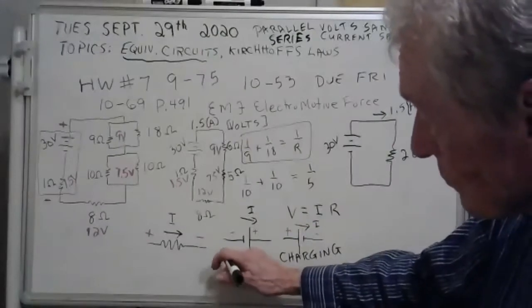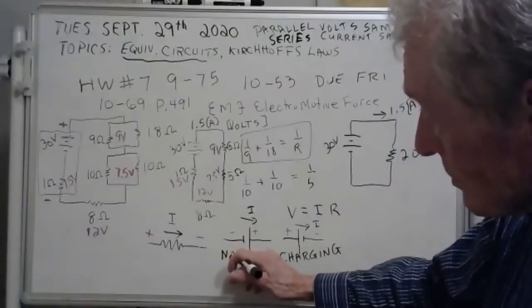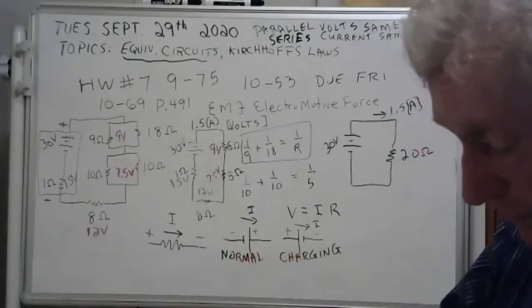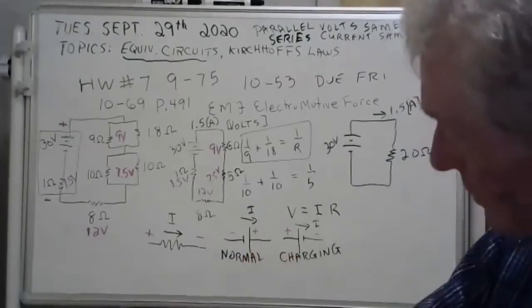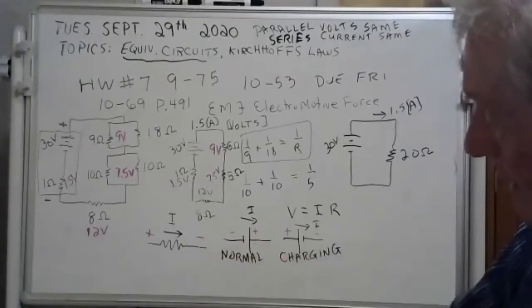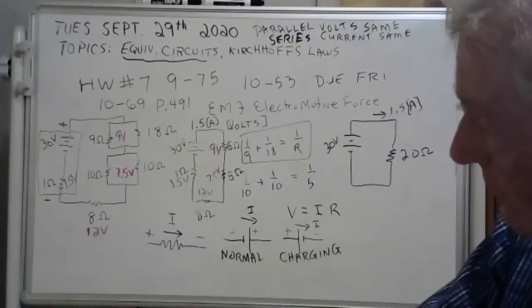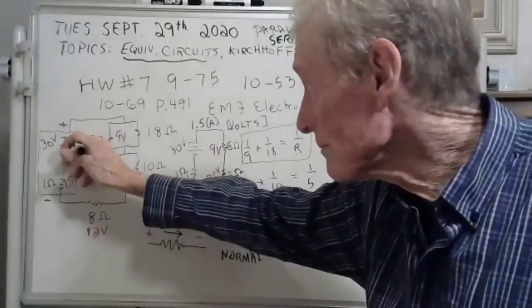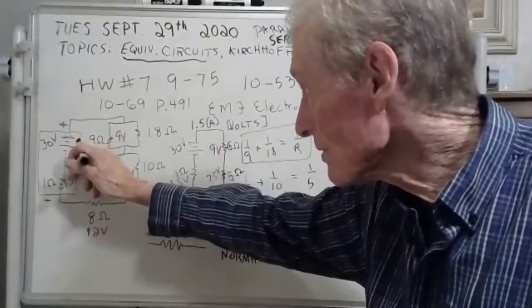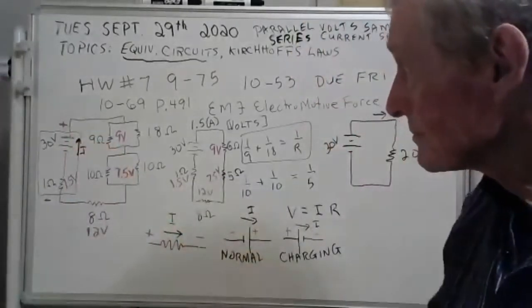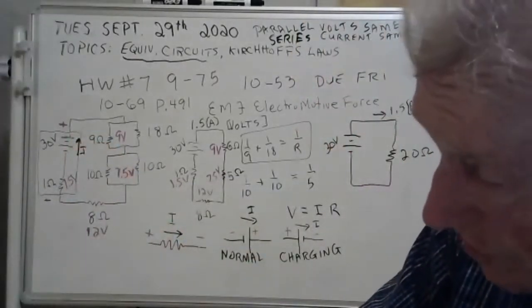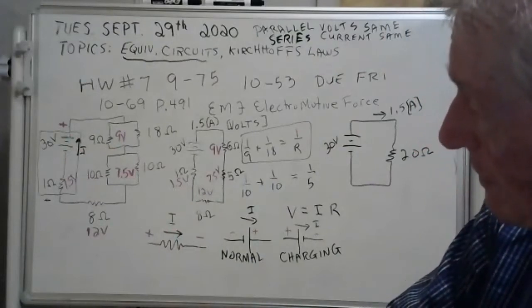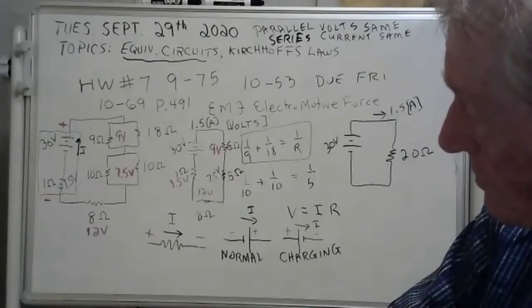But this is the normal condition of when you're using a battery. Like if you have a transistor radio, the current goes like that in your battery. And that's what's happening here. See, the current's going this way. There's your current. It's not being charged. It's being used. Well, I hope that made sense.